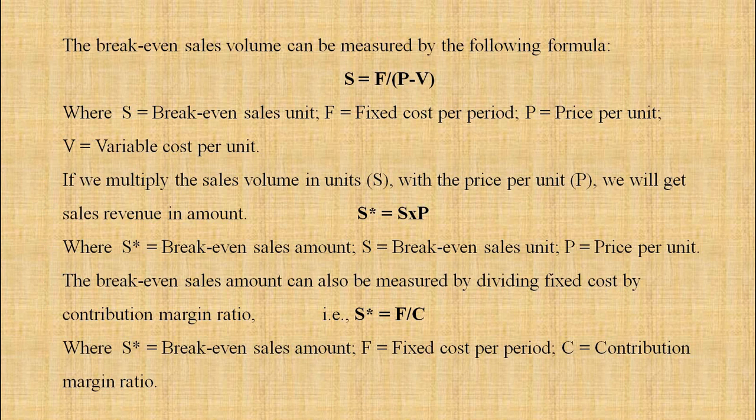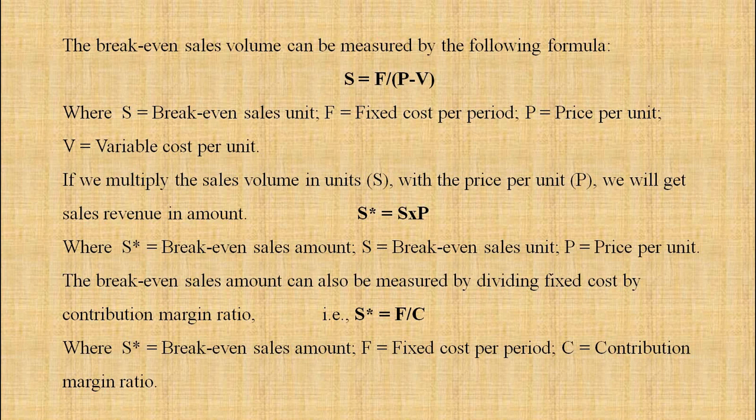Next, the break-even sales volume can be measured by the following formula. S is equal to F upon P minus V. S is the break-even sales unit, F is the fixed cost per period, P is the price per unit, V is the variable cost per unit.